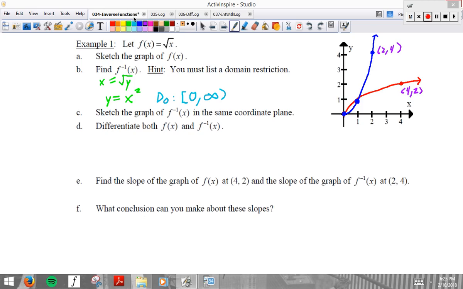Differentiate both. You should be really good at this by now. Hopefully you didn't integrate both. f prime of x would be 1/2, because this is x to the 1/2 power, times x to the negative 1/2 power.